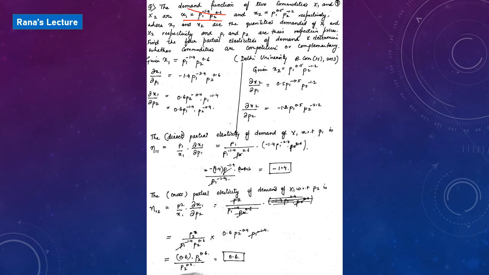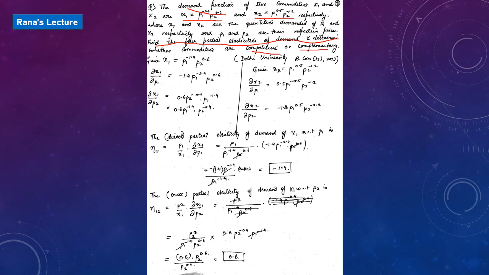It means it is given in terms of its own price and in terms of the price of the other commodity. Similarly, here also x2 is equal to p1 to the power 0.5 and p2 to the power minus 1.2. The demand function of commodity x2 is also given in terms of p1 and p2. Right? What does the question tell you to find? Find the 4 marginal elasticities of demand and determine whether commodities are competitive or complementary.